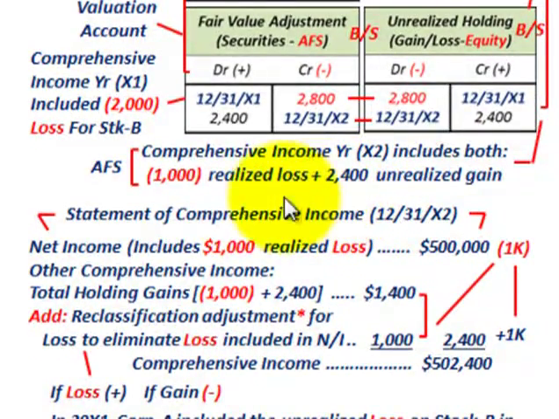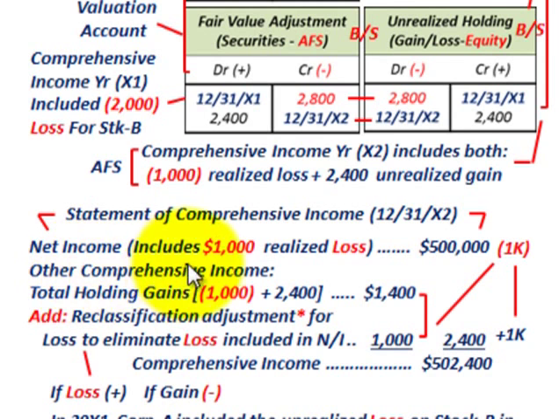Okay, so now let's go down and look at this statement of comprehensive income. Again, that's at the end of year X2 here. So let's just look at what that would include so we understand what's going on. We start out with our net income here, and let's just say it was $500,000, but that includes the loss, that realized loss on the sale of stock of $1,000. So had we not included the realized loss, it would actually be $501,000 here. But we have to subtract out the loss here of $1,000.